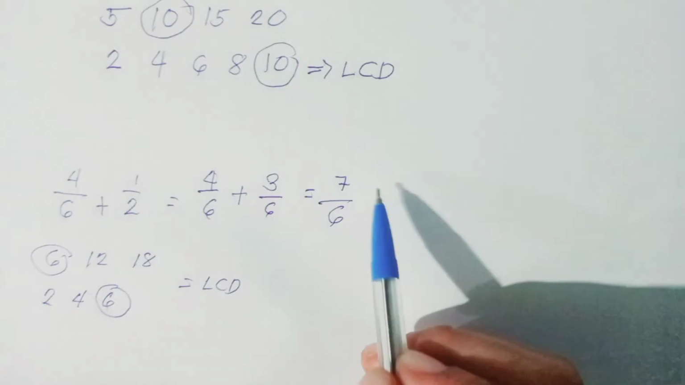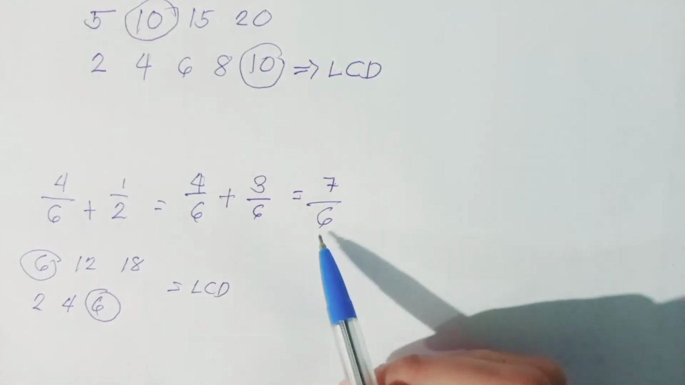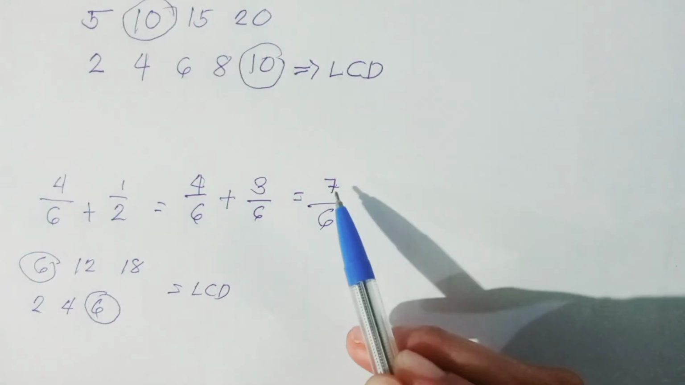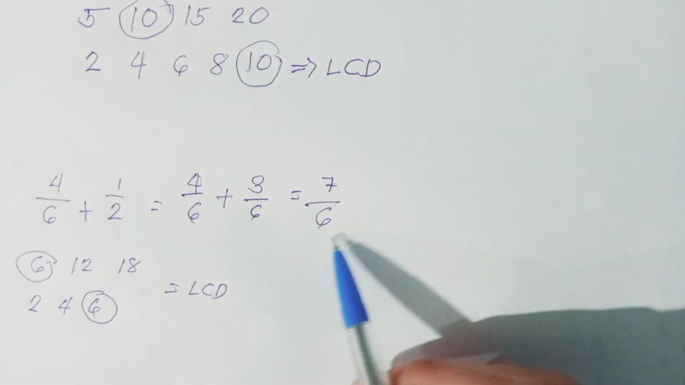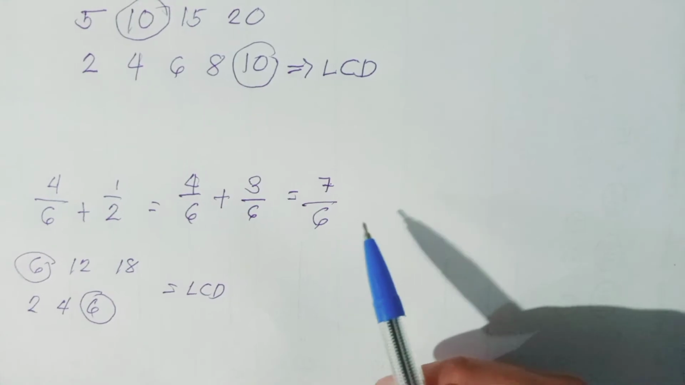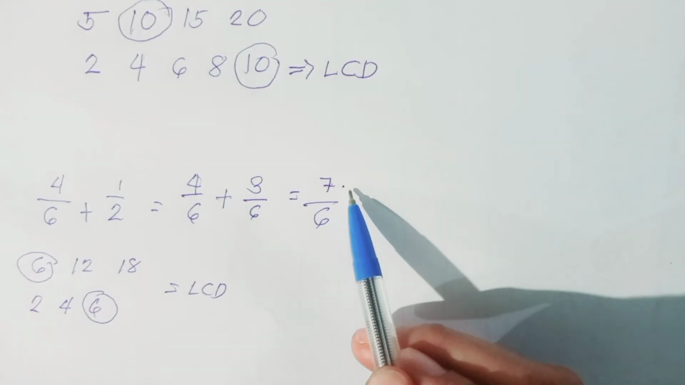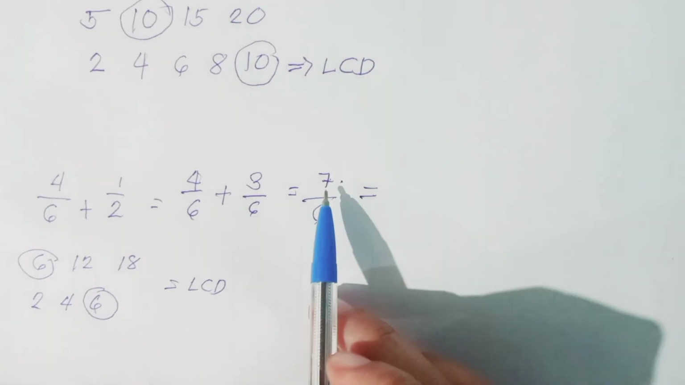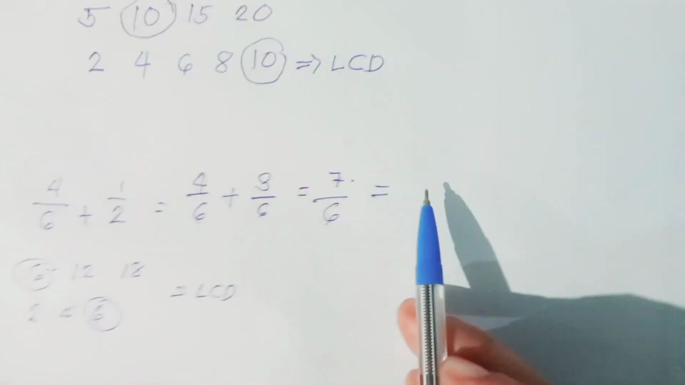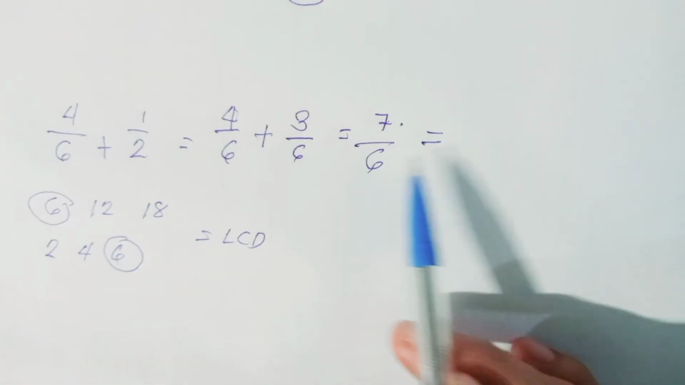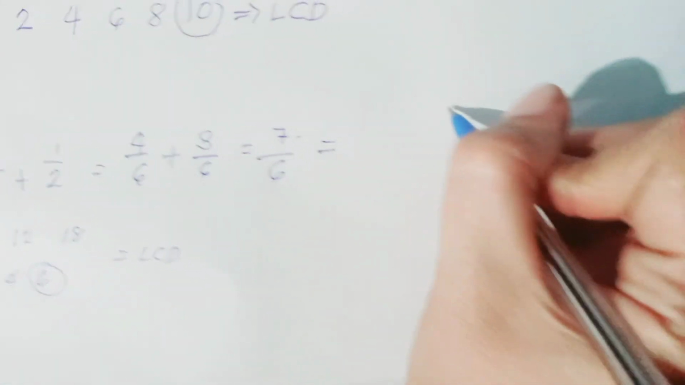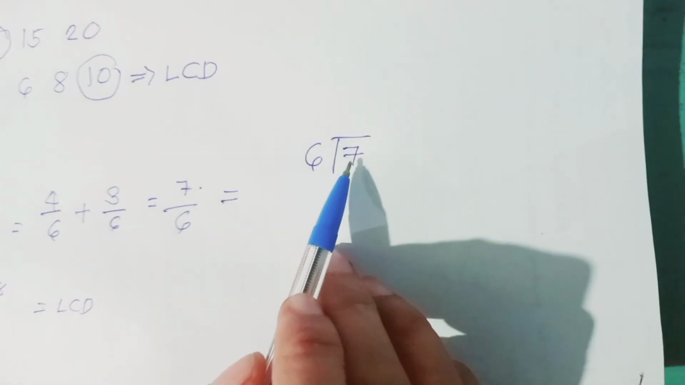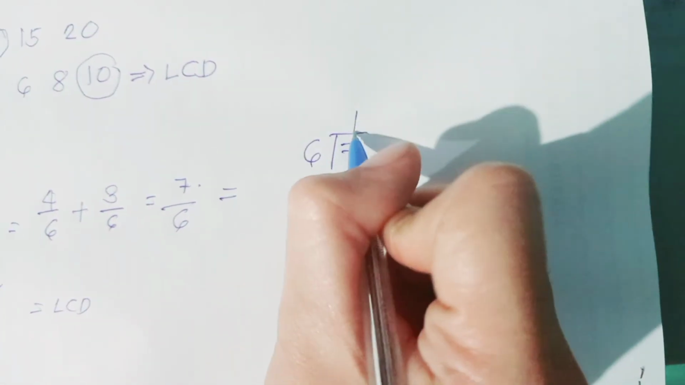As you can see, 7 over 6 is not yet in its lowest term. Why? Because 7 over 6 is an example of an improper fraction, wherein the numerator is bigger than the denominator. So we are going to change this improper fraction into a mixed fraction. In changing an improper fraction to a mixed fraction, we just have to divide. 7 divided by 6 is 1.